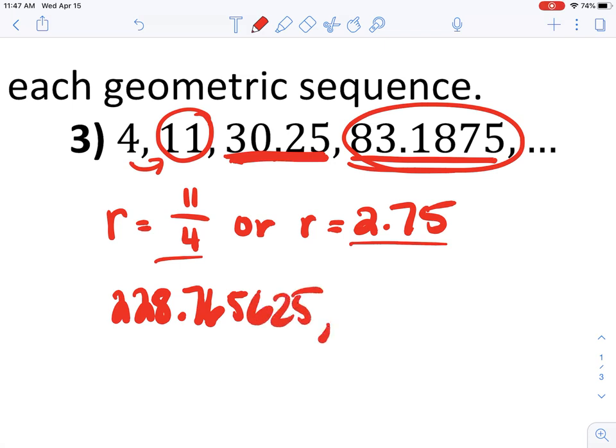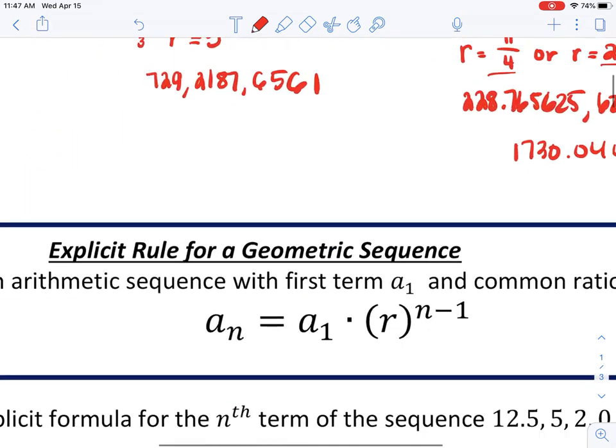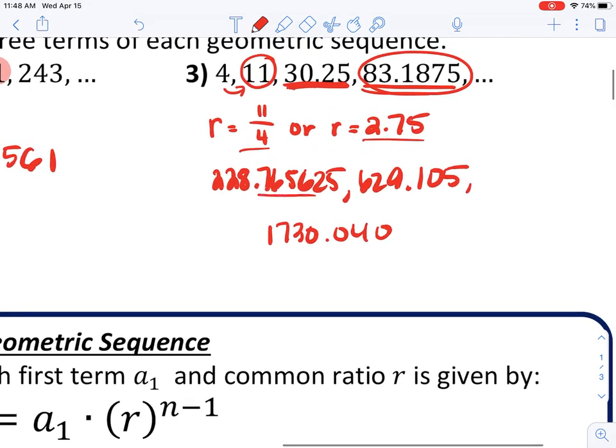228.765625. Then you get 629.105. And then 1730.040. I wrote down all the decimals that were on the screen because it didn't give me rounding directions. But if you rounded to 3 decimal places, that's fine.